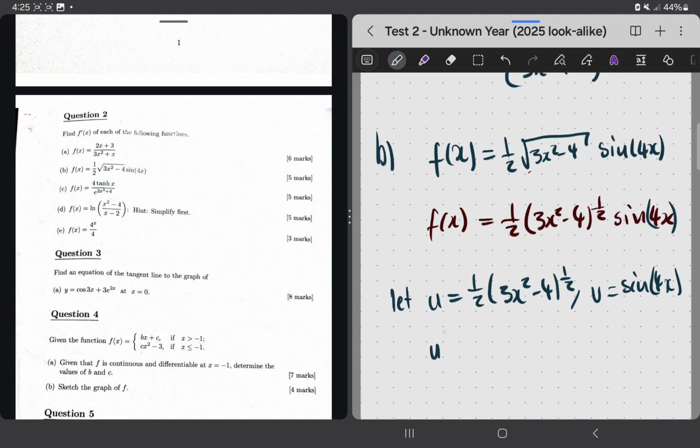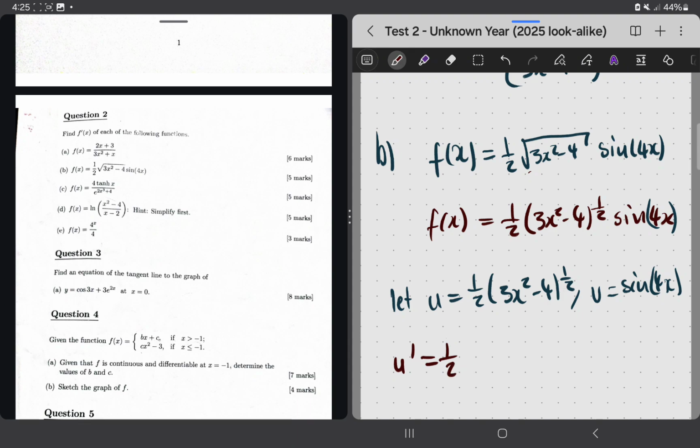We will now say what is u prime. Remember, we're using product rule, so we'll be using u prime and v prime. Okay, what is u prime? We start with this. How do we differentiate this? Of course, we are going to use the chain rule. We start with the outside, we multiply by the derivative of the inside. So u prime is going to be half.